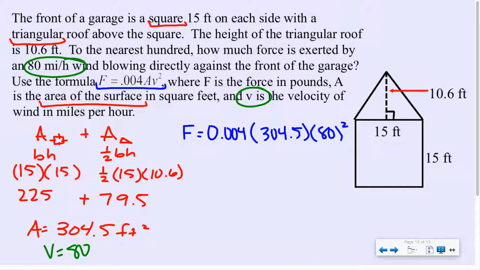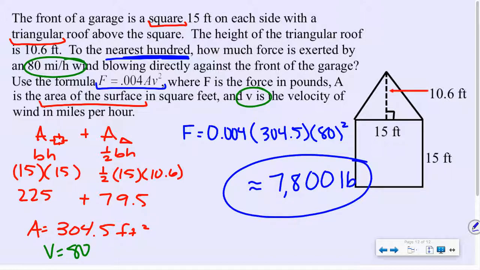Read carefully. To the nearest hundred. Hundred, not hundredth. So there's no decimals. Our number should end with 2 zeros. So that third one is your hundredths spot. So what do we come up with for the nearest hundred? 7,800 pounds. So, with 80-mile-an-hour winds, it's like 7,800 pounds of force against this garage.